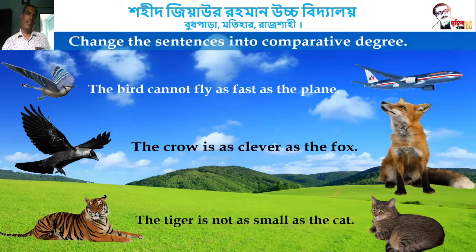Follow this example. The bird cannot fly as fast as the plane. Here you can see that a bird is flying as well as the plane is also flying. Now you shall have to change into comparative degree with this sentence.